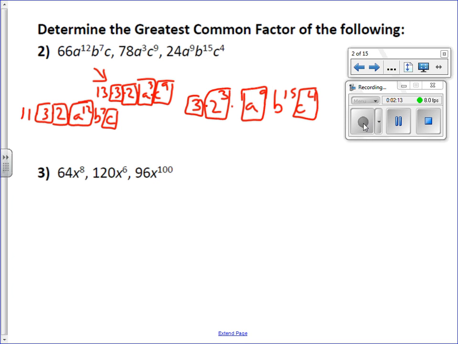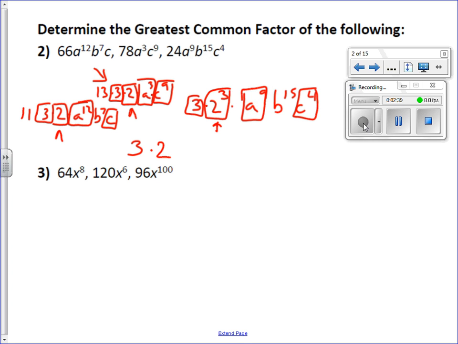So for the greatest common factor, you have to look at your 3's, and we can't take any more out than whoever has the least. So they all have 3 to the first power, and for the 2s, this one is 2 to the first power, 2 to the first power, and 2 to the third power. Since they don't all have the same power, we have to go with the smallest power, which is 2 to the first power.